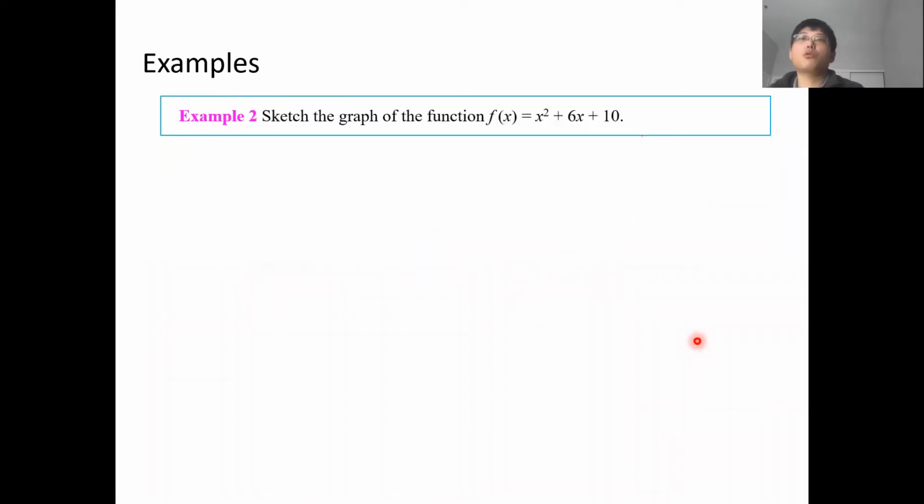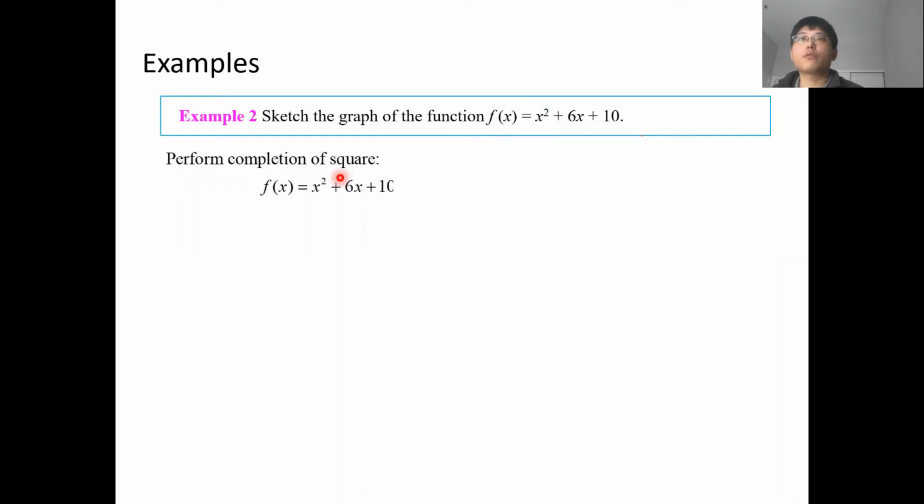Now let's look at example 2, and we wish to sketch the graph of the function f of x equals x squared plus 6x plus 10. The simplest way to do this one is not going to be plotting the points that connect the parabola like that. The simplest way of doing this is, again, by shifting. And in order to figure out the shifting parameters, we are going to use completion of square.